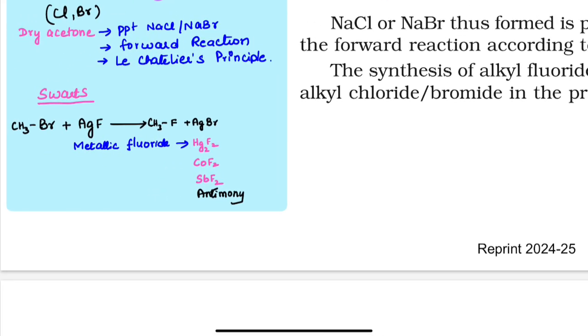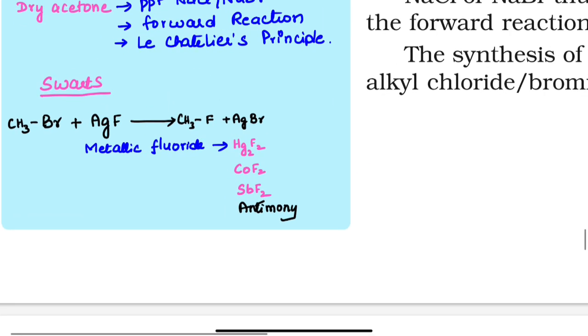Next is the Schwarz reaction. In the Schwarz reaction we are going to prepare alkyl fluoride. Take CH3Br and treat it with a metallic fluoride. The metal we are using is silver. You can use mercury, cobalt, and Sb, where Sb is nothing but antimony. So you can use silver, mercury, cobalt, antimony. This can also be asked in the NEET examination: which are the other metallic fluorides used in the Schwarz reaction? Remember these four metals. These are the metal fluorides we use in the preparation of this fluorine compound.